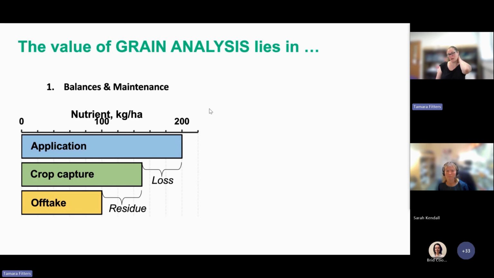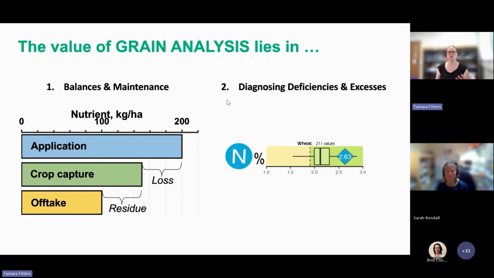Looking at it this way, we can actually see what has gone on in the season, and we can use this information, because if there's a residue, then we could use that residue for next season. So it's good to look at those things. Another thing that we can do with grain analysis is diagnose deficiencies and excesses.